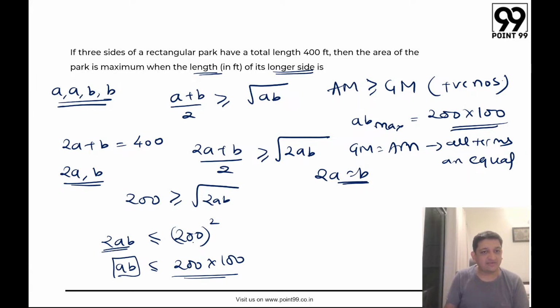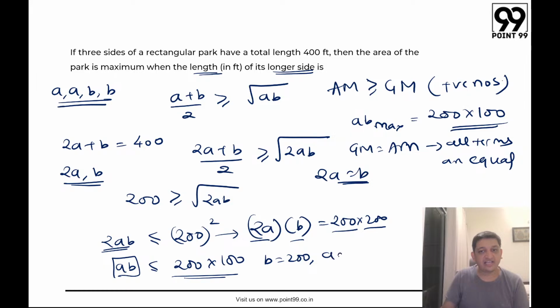अब यहाँ पे 2a and b are essentially the same number, and this should give me 200 into 200. So each of them has to be equal to 200. So we can say that b is equal to 200 and a is equal to 100. So the sides of the rectangle will be 200, 200, 100 and 100.